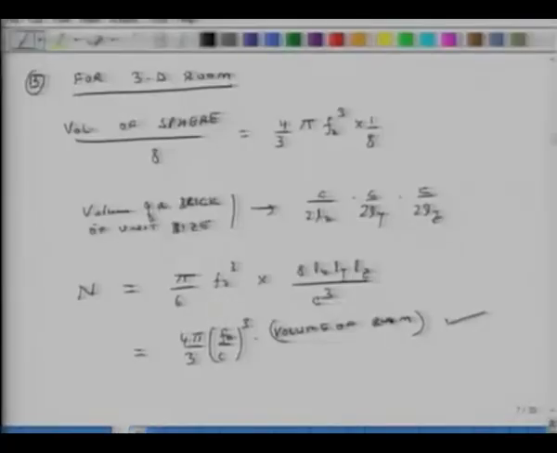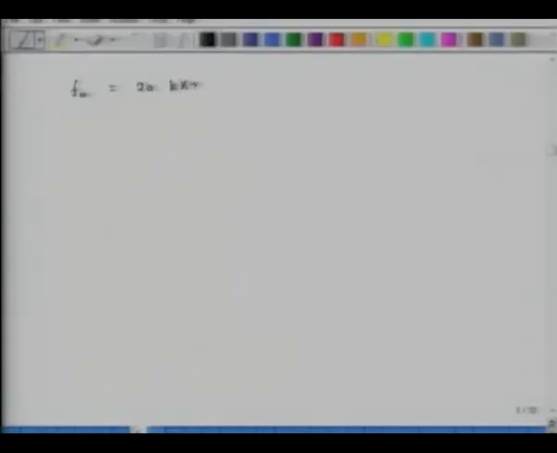So we'll do a very small example. Let's say my f naught is 20 kilohertz. That's the highest frequency which a human being can hear. And let's say Lx times Ly times Lz is 25 feet times 15 feet times 8 feet.